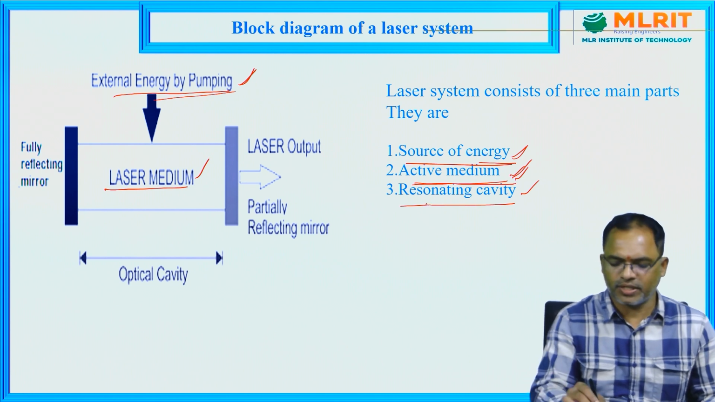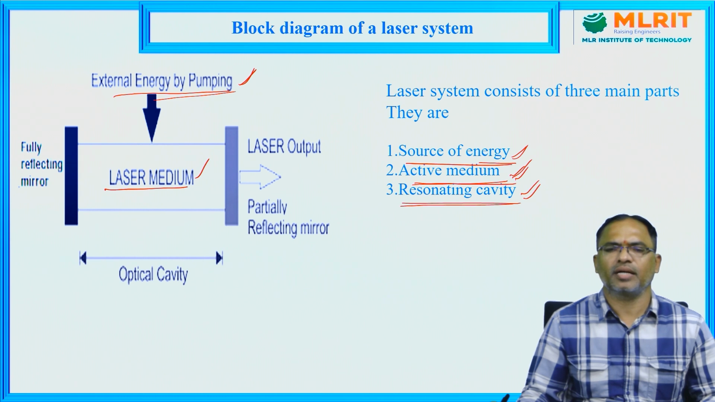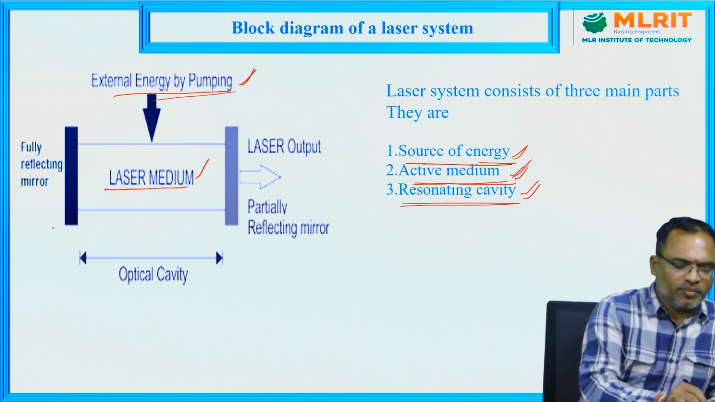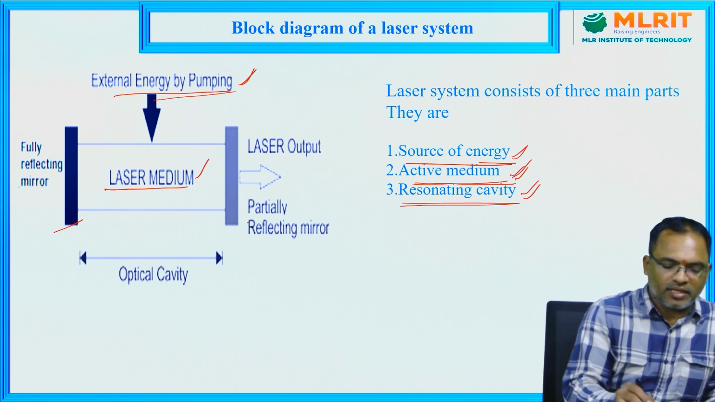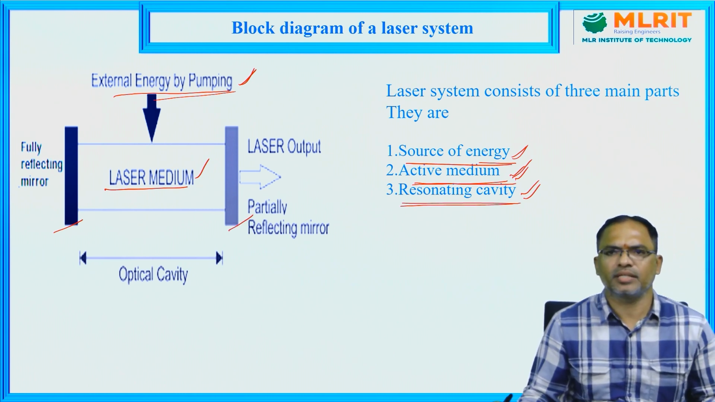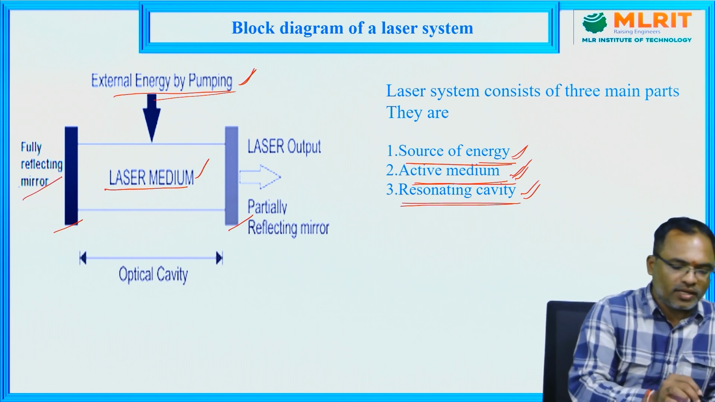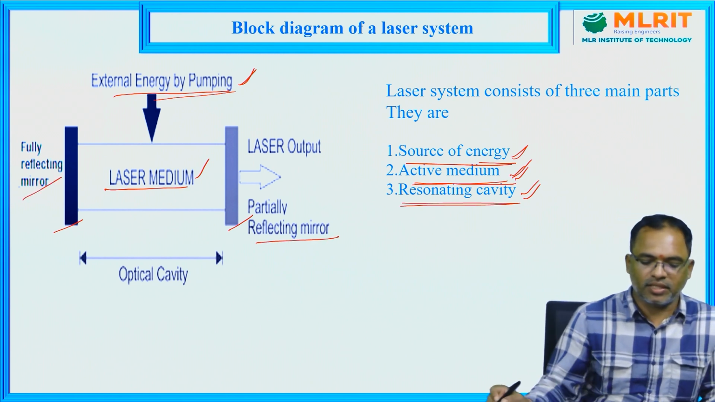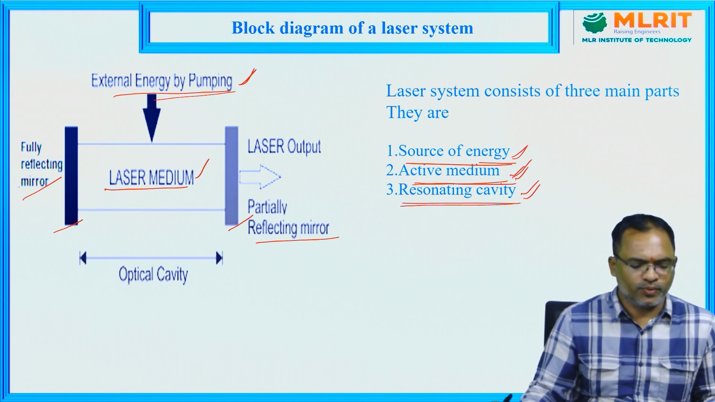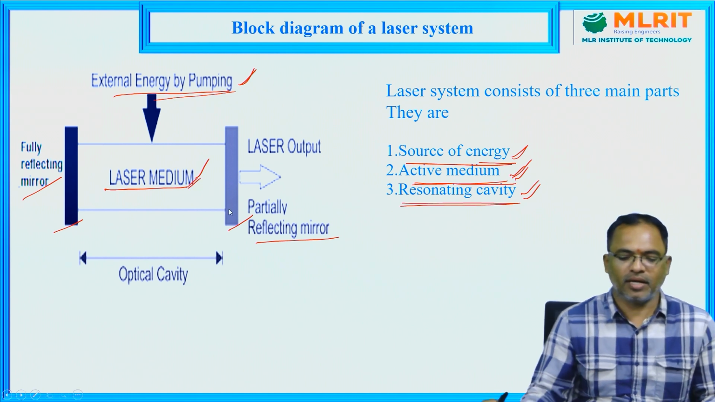Now the third one is the resonating cavity. The resonating cavity is an arrangement having two mirrors, one mirror on the left side and the other mirror on the right side. One is a fully reflecting mirror and the other one is a partially reflecting mirror, or partially transparent mirror. In general, this active medium is always kept inside the resonating cavity.